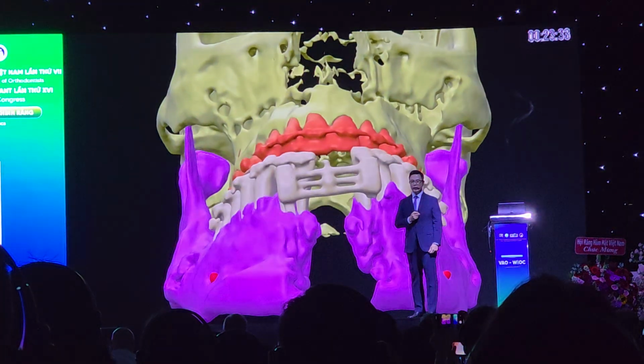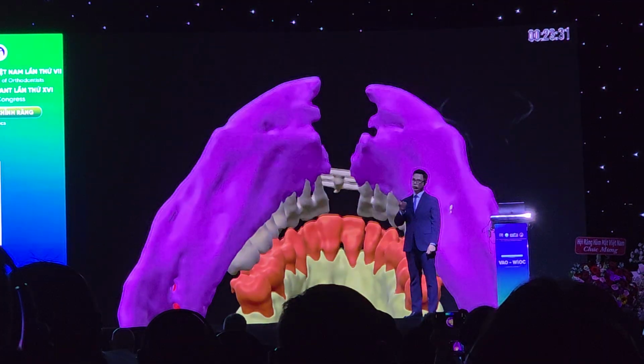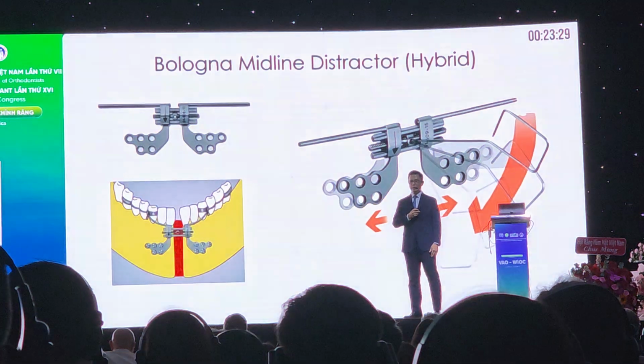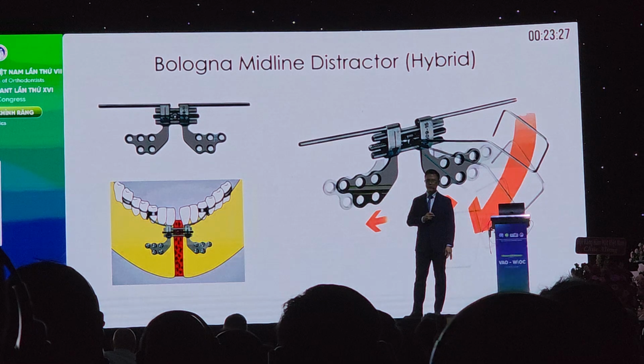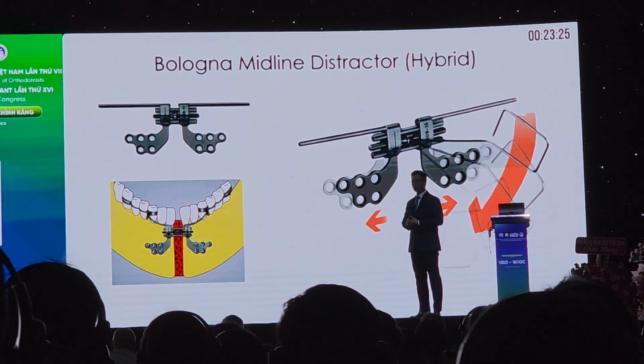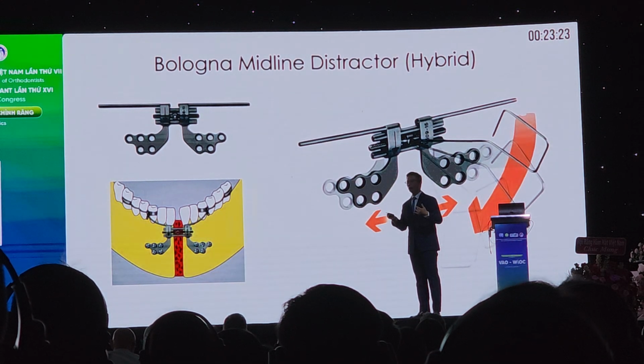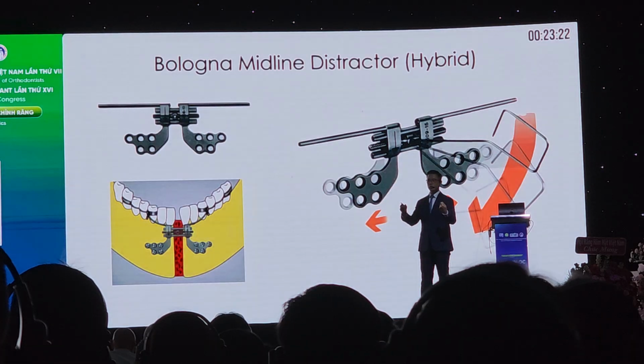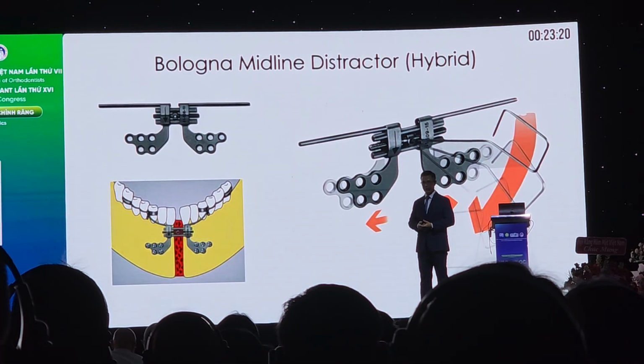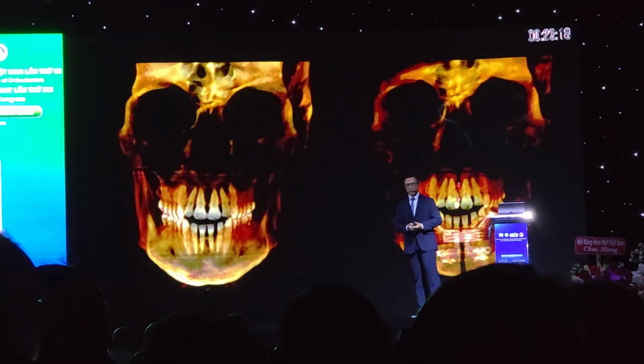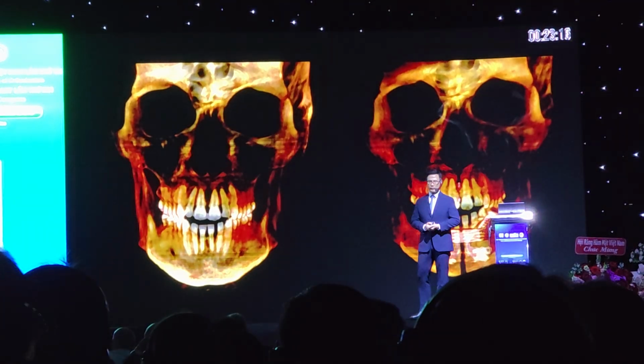And you see the cone beam. We separate it totally. Third one is a Bologna midline distractor, hybrid appliances. Bottom one will go to the bone, upper one arm will go around the premolar or the canine. So this is another example of the Rotterdam expander.